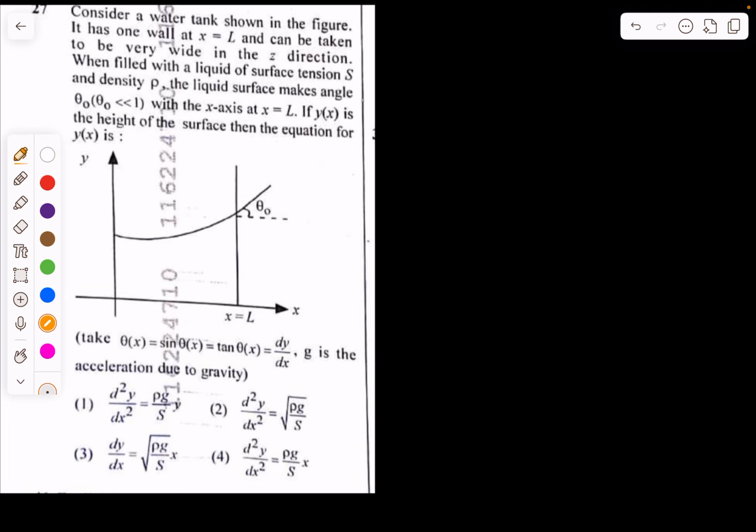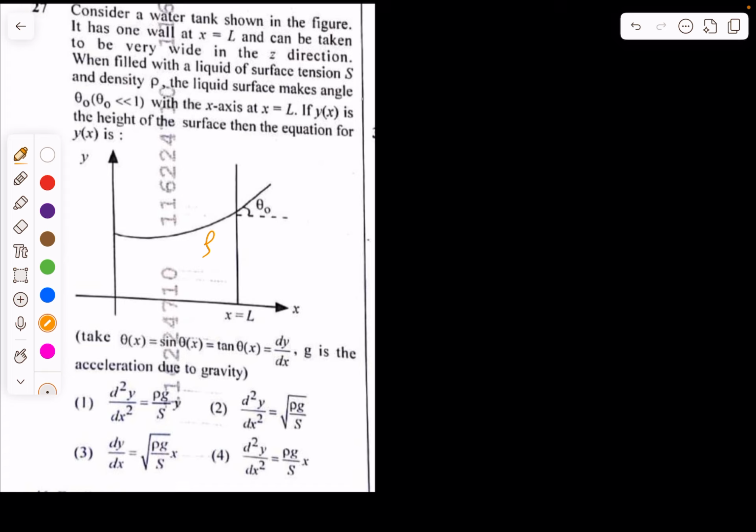When filled with the liquid of surface tension S and density rho, the liquid surface makes an angle theta naught, which is very small as compared to 1 with the x-axis at x equal to L. If y, which is a function of x, is the height of the surface, then the equation for y is.